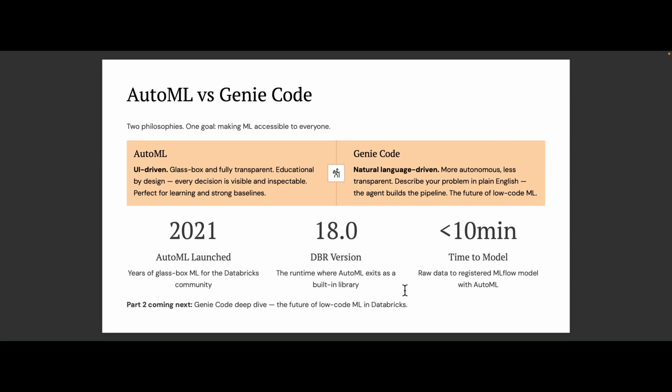Okay. I think it was still a useful exercise to understand what AutoML is and how it actually does things, and it's mainly AI driven. But Genie Code is now natural language driven. You put the prompts and it will create models for you.